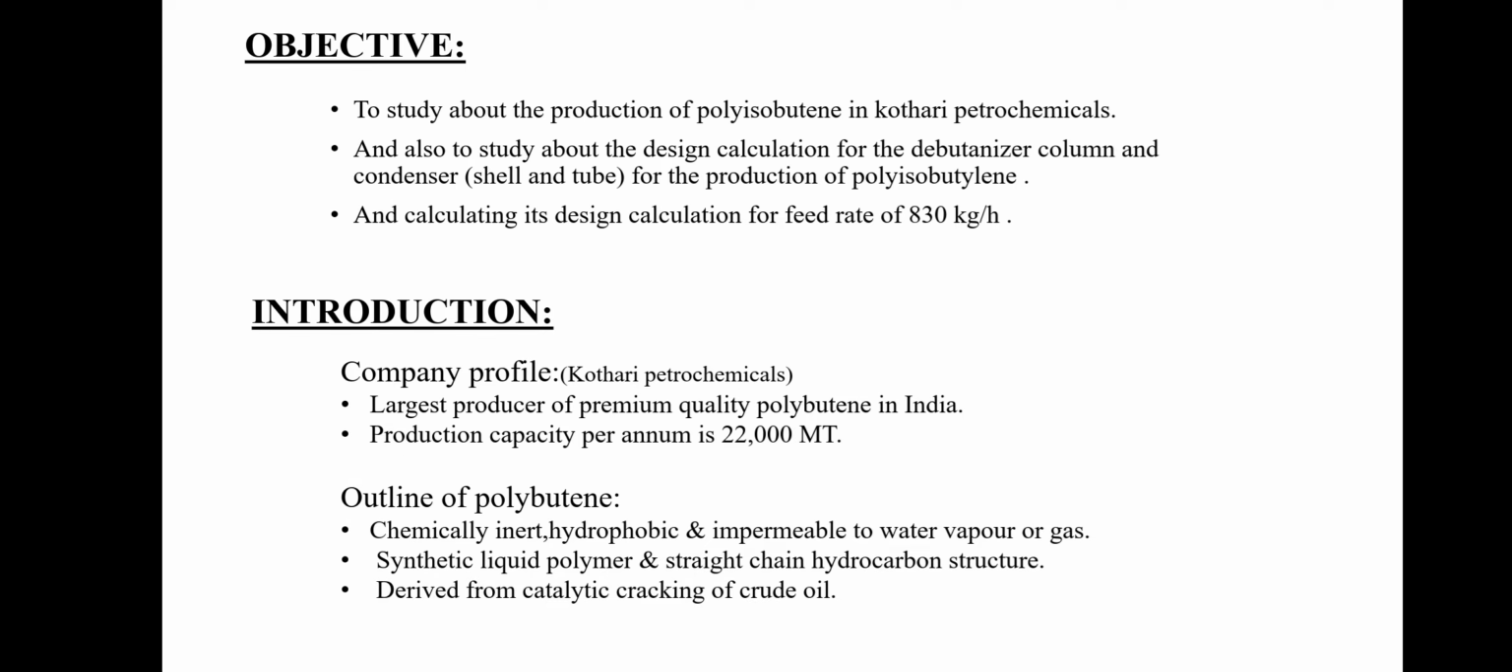The main objective of the project is to study the production of polyisobutylene, and we also calculate the design calculation for the debutanizer column and the shell and tube heat condenser for the production of polyisobutylene for a feed rate of 830 kg per hour. In the introduction section, we'll see about the company. We did a project in Kothari Petrochemicals, which is the largest producer of premium quality polybutylene in India. The properties of polybutylene are that they are chemically inert, hydrophobic, and impermeable to air, vapor, or gas. They are synthetic liquid polymers with a straight chain hydrocarbon structure, derived from catalytic cracking of crude oil.